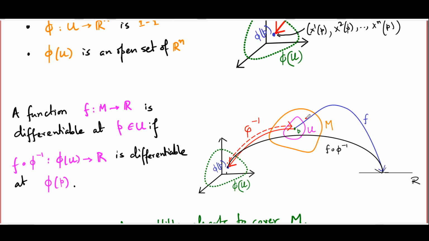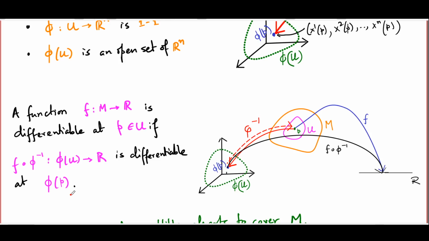If you compose phi inverse followed by f, that is, a map which takes a point in phi of U first via phi inverse to the point P in U, and then via f to R, that is, the composition of course takes you from phi of U to R. If this function is differentiable at phi of P, you say f is differentiable at P.